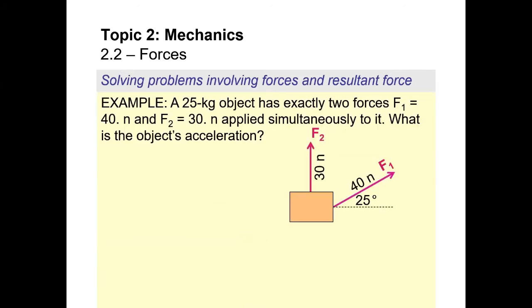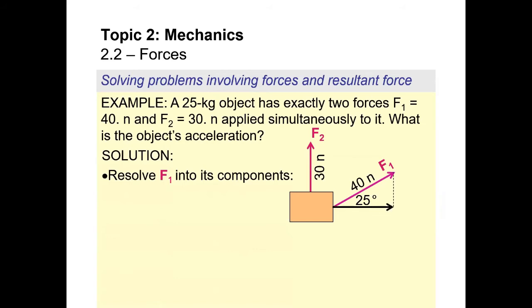Example, a 25 kilogram object has exactly two forces, F1 equals 40 Newton and F2 equals 30 Newton, applied simultaneously to it. What is the object's acceleration? Resolve F1 into its components. Adjacent, 40 cosine 25 degrees is 36 Newton. Opposite, 40 times sine 25 degrees, that gives us 17 Newton.